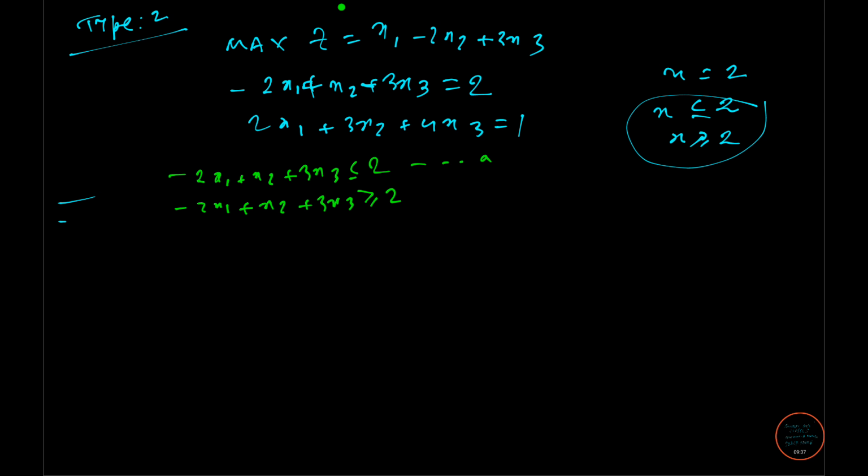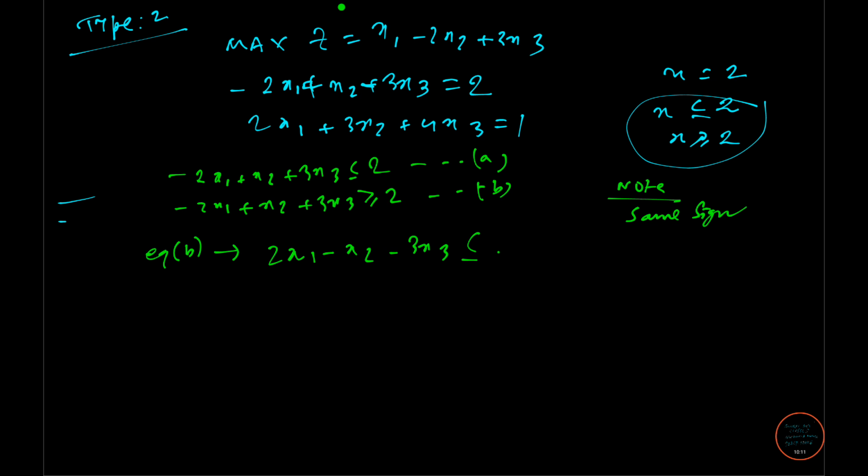Now let there be equation A and equation number B. So now the equation B can be rewritten as, we can take -2 common because we are dealing with, remember that LPP deals with the same sign. In LPP we have to deal with same sign, that is all less than. So in order to change B into less than, we can write it by taking minus common, 2x1 minus x2 minus 3x3 less than equal to -2.